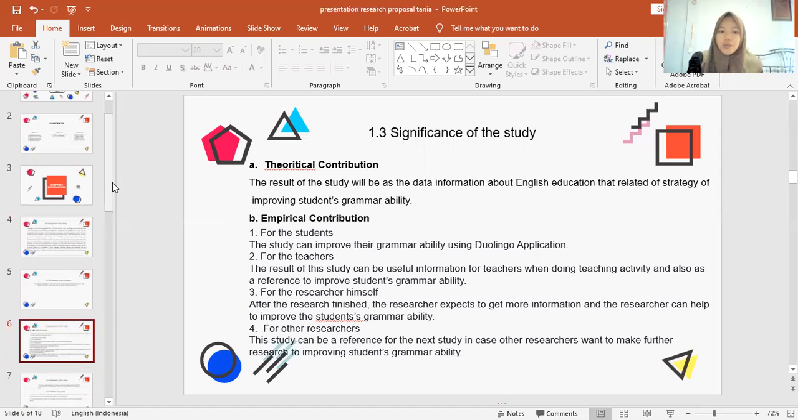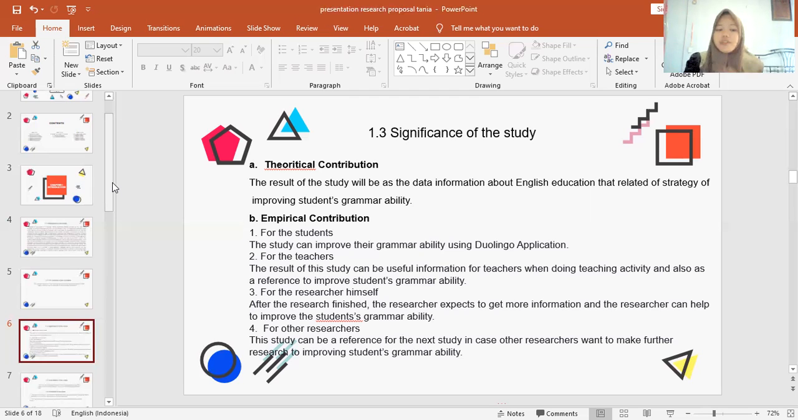So we will discuss the first, theoretical contribution. The result of the study will be data information about English education that is related to strategy of improving students' grammar ability. And empirical contribution. So first, for the students, they can improve their grammar ability using Duolingo application. For the teachers, the result of this study can be useful information for teachers when doing teaching activity and also as a reference to improve students' grammar ability.